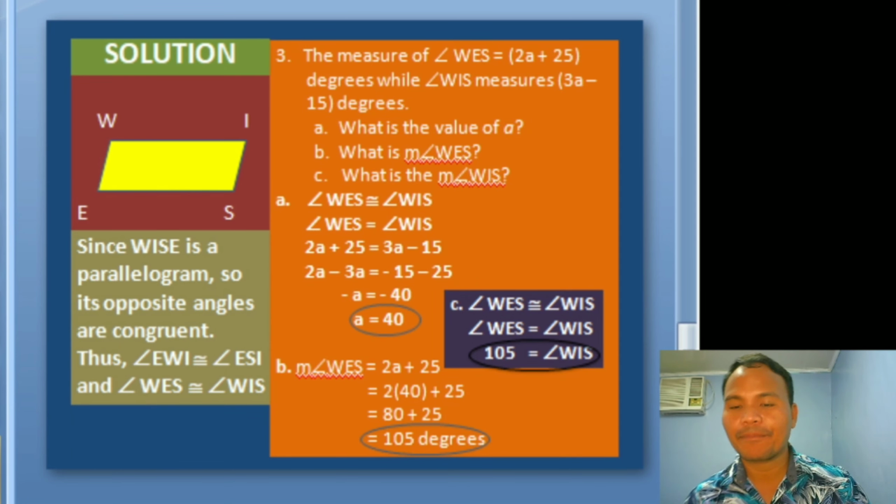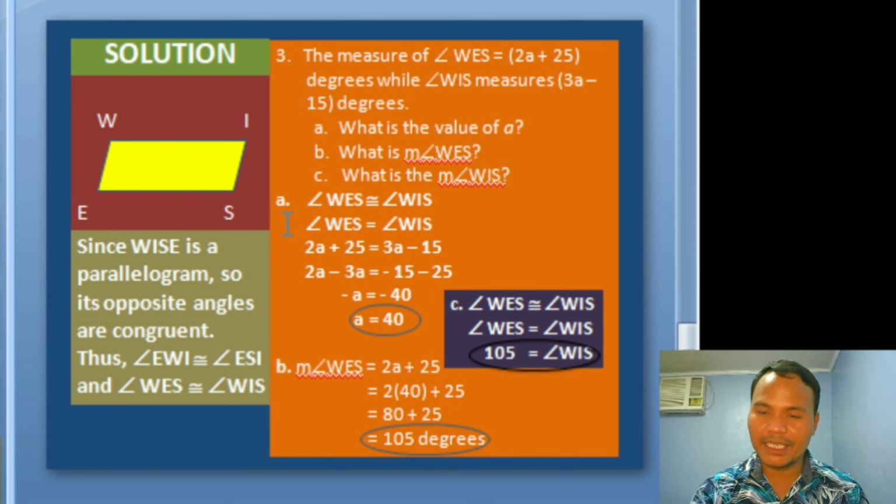Okay, for problem number 3, the measure of angle WES is equal to the quantity 2A plus 25 degrees, while angle WIS measures the quantity 3A minus 15 degrees. So here's the first question: what is the value of A?